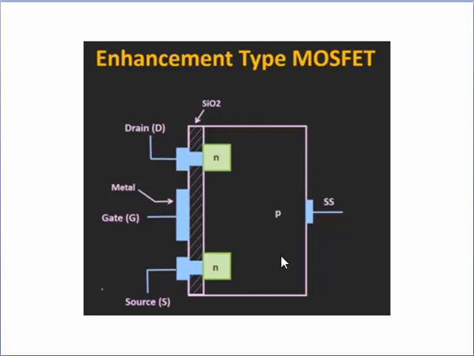So whenever we apply the control voltage between the gate and source terminal, the channel is formed between the drain and source terminal. In this type of MOSFET, the application of the control voltage, that is VGS, between the gate and source terminal enhances the number of charge carriers in this region. Due to this, the channel is created, and that's why this type of MOSFET is called enhancement type MOSFET.